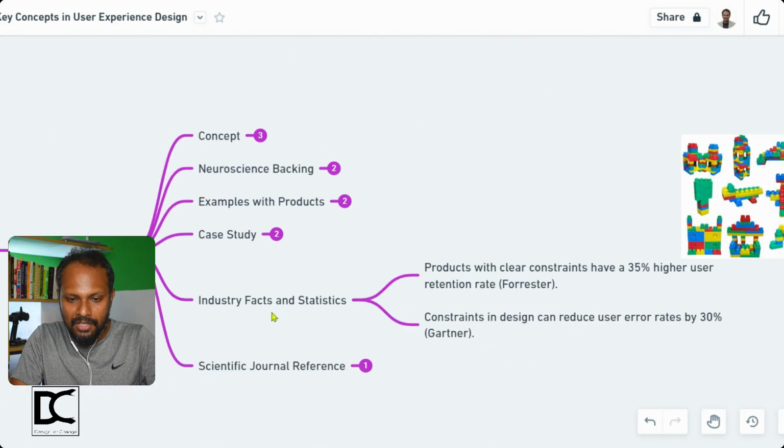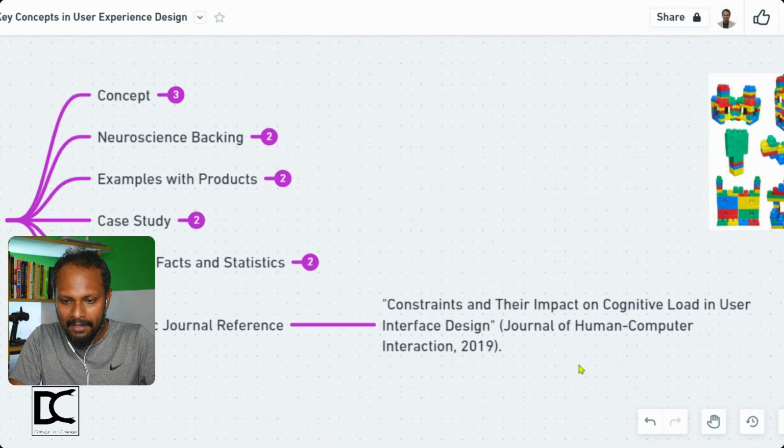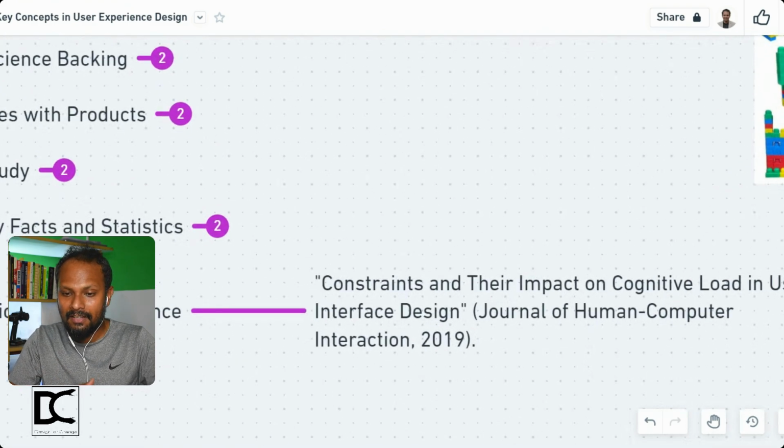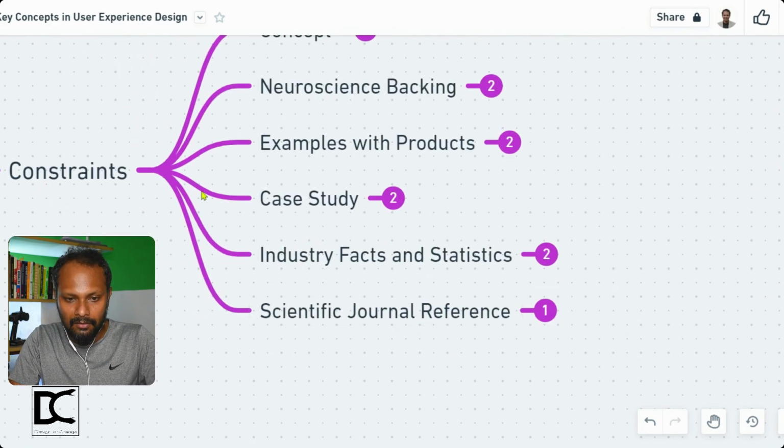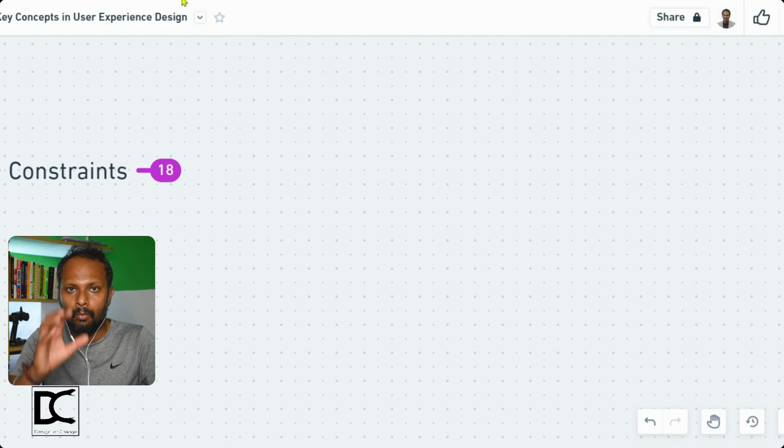So understand this. You can also read an article called Constraints and Their Impact on Cognitive Load in User Interface Design. A Journal of Human-Computer Interaction article in 2019 has said that. Having learned all these things, now you should have clarity on why constraints are very important. Take a product and study what its constraints are. Maybe you can take a product like this, or even this. Understand what the constraint is and how you are seeing it positively, and ping me in this video.